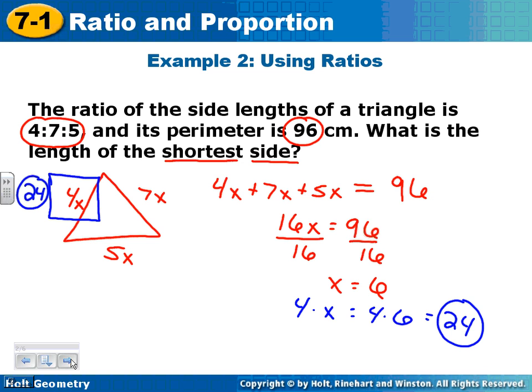My answer is 24, but I want to go a little further. If I take this side, 7 times 6, that's 42. This side at the bottom would be 5 times 6, that's 30. And if I add those three numbers up, 24 plus 30, that's 54, plus 42, 96 is my answer. 96 is the perimeter.